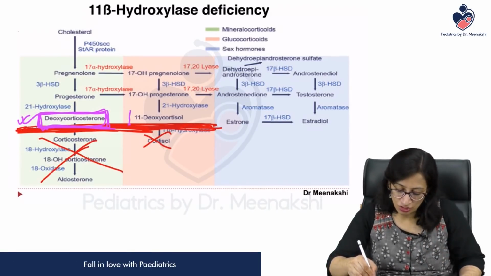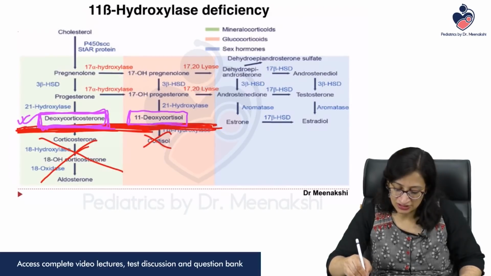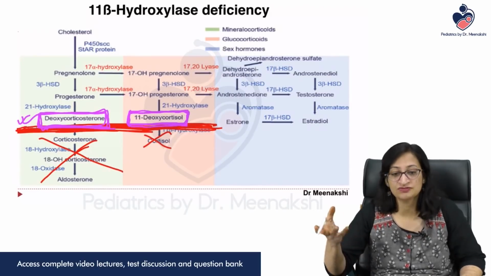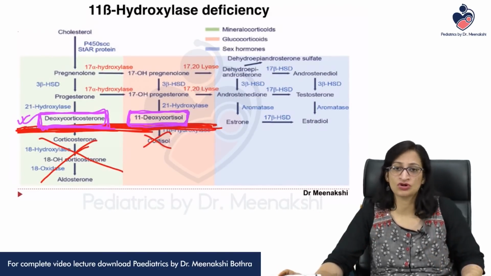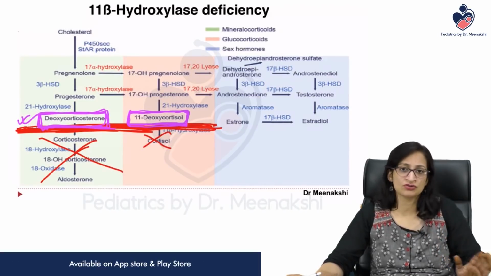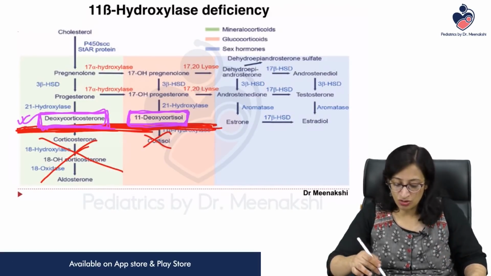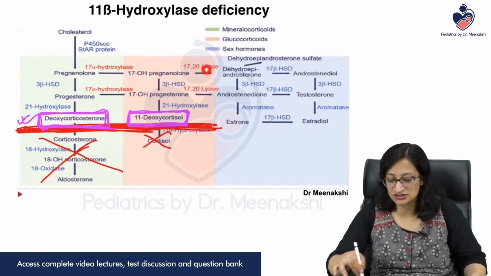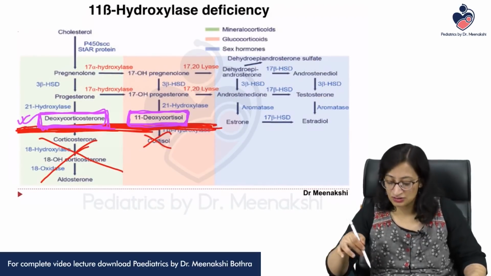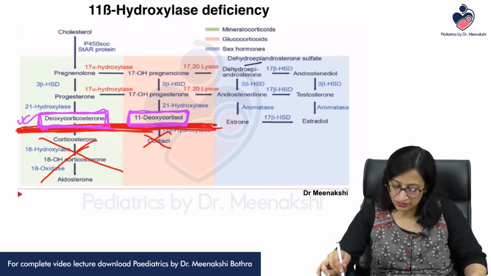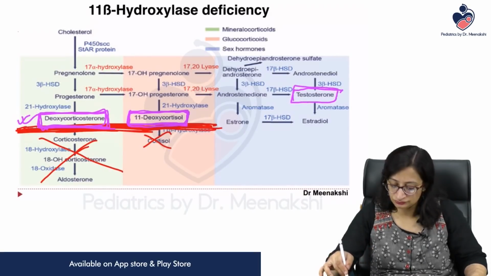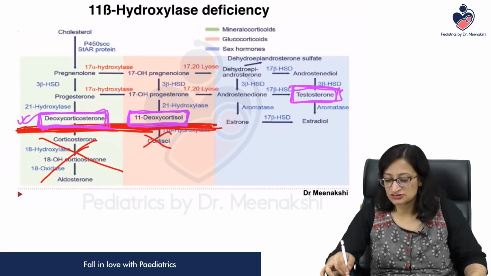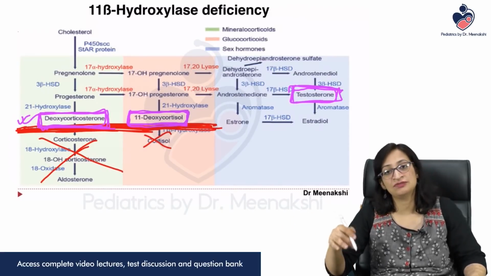Now this 11-deoxycortisol is also produced in excess, and this has got glucocorticoid effect. So because of excess glucocorticoid, no symptoms of glucocorticoid deficiency: no shock, no hypoglycemia. But because these two pathways are not getting completed fully, excess metabolites are still getting shunted to the sex steroid pathway. So excess androgens are also getting formed, and this excess of androgens leads to virilization of the female.